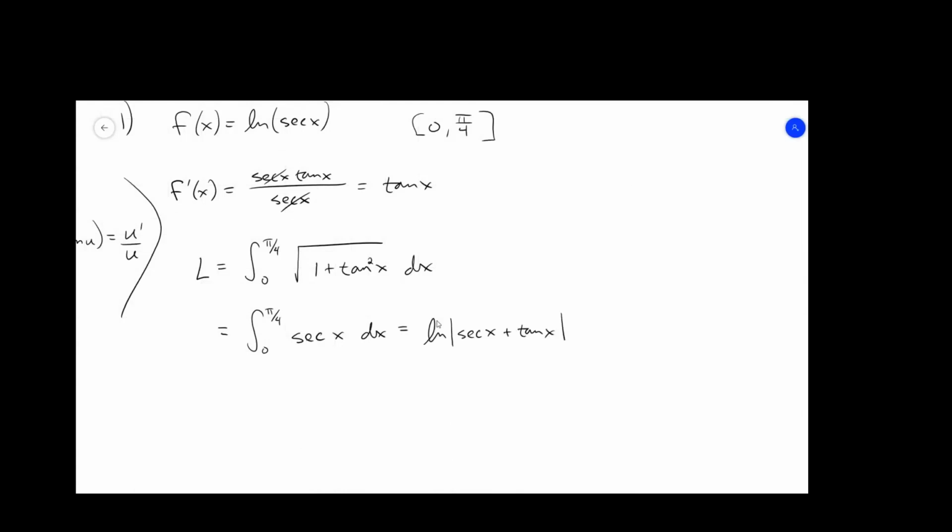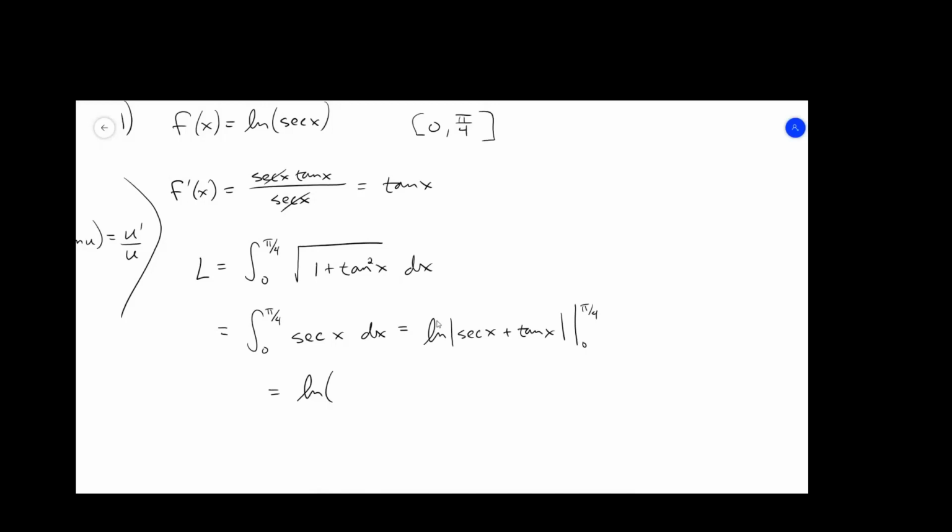And then we have to plug in our bounds and subtract. So let's see, if we plug in pi over 4, we get the secant of pi over 4. I'm not going to bother with the absolute values here because they're positive anyway. What is the secant of pi over 4? Remember that? So what's the cosine of pi over 4 then?